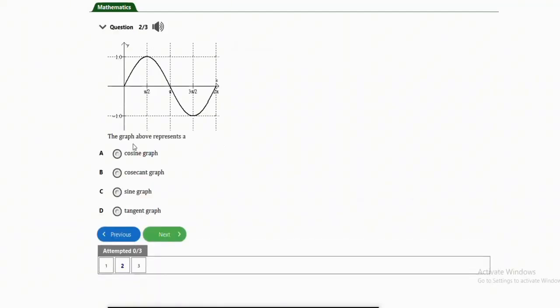So for the next question, it says the graph above represents a... Alright, so this graph we have here above, this is a sine graph. This is the correct graphing for a sine graph. It's not cosine, it's a sine graph. So just take note of this question. It's a repeated question under graph of sine and cosine. So this is a sine graph.